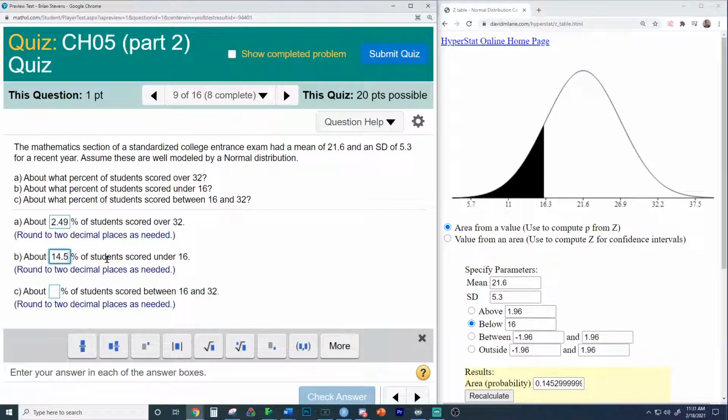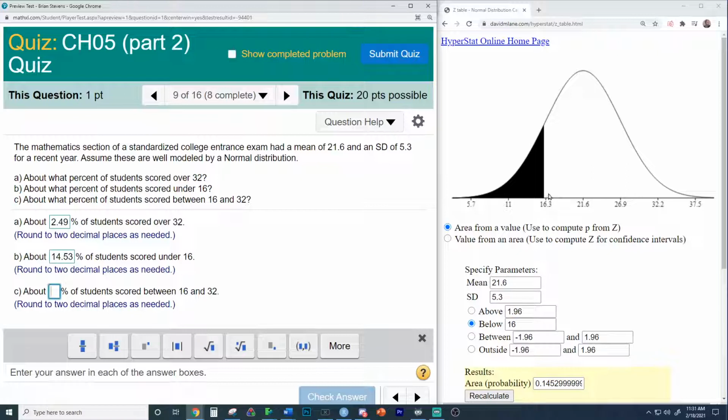Once again, the empirical rule is how we can estimate these things really quickly. We have the empirical rule so we can make estimates in our head. I was able to know it's a little bit less than 16 because 16 is below a z-score of -1 using the empirical rule.